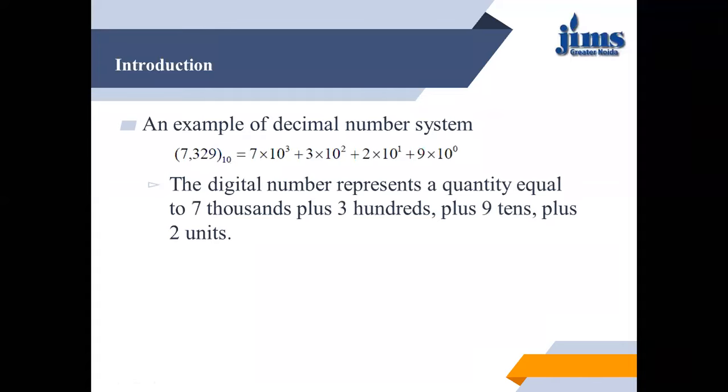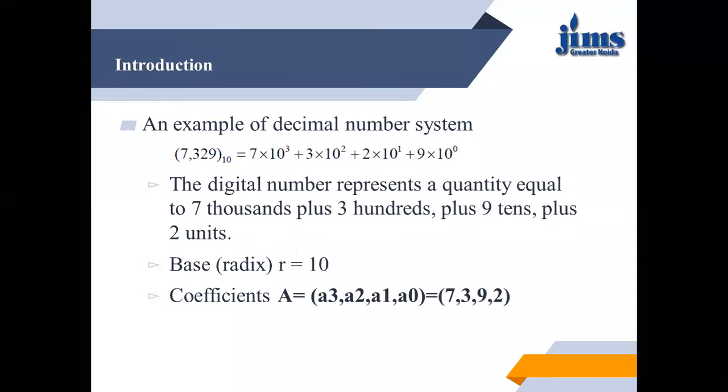Now the digital computer represents a quantity equal to 7000 plus 300 plus 2 tens, here it was written wrongly, plus 9 units. Now we talk about the term radix or the base. Here in the decimal number, the base is 10, meaning we are using 10 units which range from 0 to 9. The coefficients here, 7, 3, 2, 9, are the coefficients.